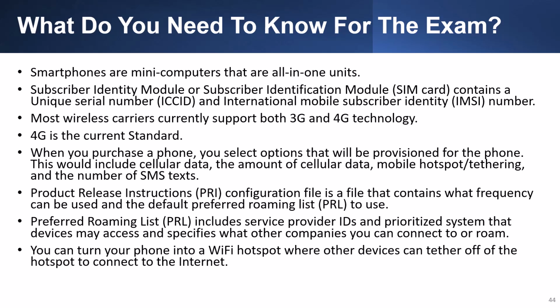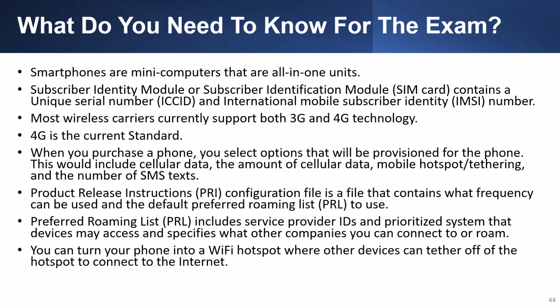When you purchase a phone, you select options that will be provisioned for the phone. This would include cellular data, the amount of cellular data, mobile hotspot and tethering, and the number of SMS texts. Product Release Instructions, or PRI, configuration file is a file that contains what frequencies can be used and the default preferred roaming list, or PRL, to use.